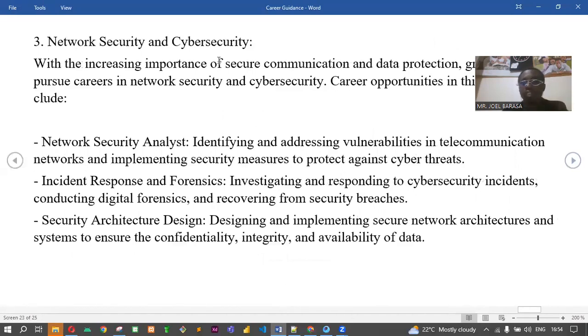Then networking security and cyber security. If you are a telecommunication and IT guy, then you have the ability to deal with network security and cyber security. With the increasing importance of this, nowadays you see things like cyber security, people being bullied online, protection of data and so on. You can become an administrator in charge of that. Network security analyst, you become forensic.